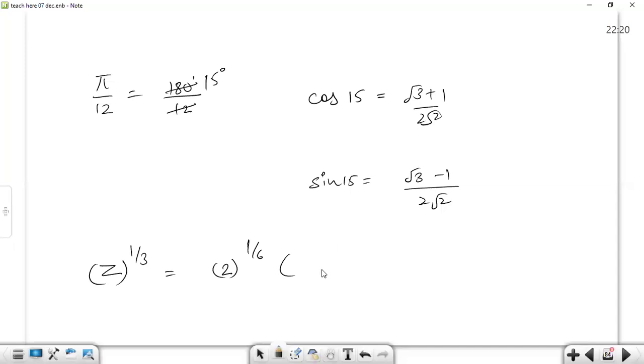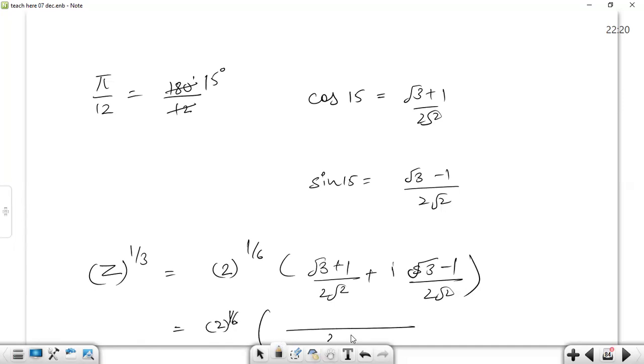So cos 15 is (root 3 plus 1) upon 2 root 2, plus iota times sine 15, which is (root 3 minus 1) divided by 2 root 2. 2 root 2 is the LCM, and the 2 raised to power 1 by 6 stays outside, okay? So we get root 3 plus 1 plus iota into root 3 minus 1.